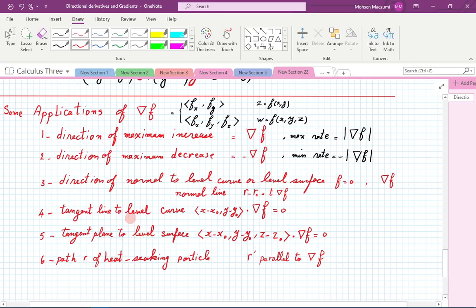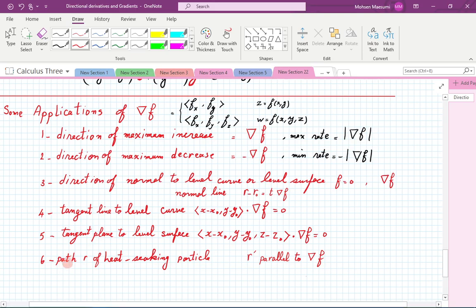We have a standard way of arriving at that. In the same way, if you want to find the equation of the tangent line to a level curve, we take r minus r0 and dot it with the gradient of f, equal to 0. That's the equation of the tangent line. In higher dimensions, the tangent plane is r minus r0 dotted with the gradient of the function equal to 0. That's the tangent plane to a level surface.